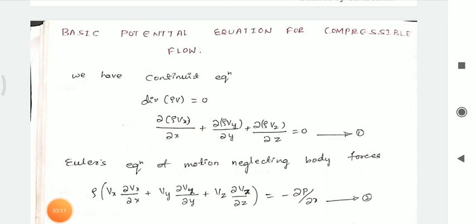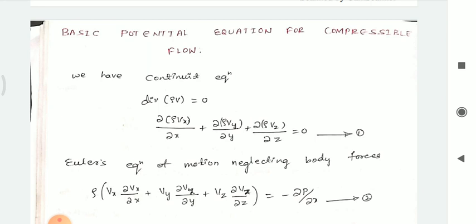So basic potential equation for compressible flow. We know according to potential function and stream function definitions, if you remember from your FM, potential function was denoted as phi and stream function was denoted as psi. Velocity in any direction, like velocity in x direction, is equal to differentiation of potential function in that particular direction x. Velocity in y direction, vy, is the differentiation of potential function with respect to y. That is what was our potential function definition, right?